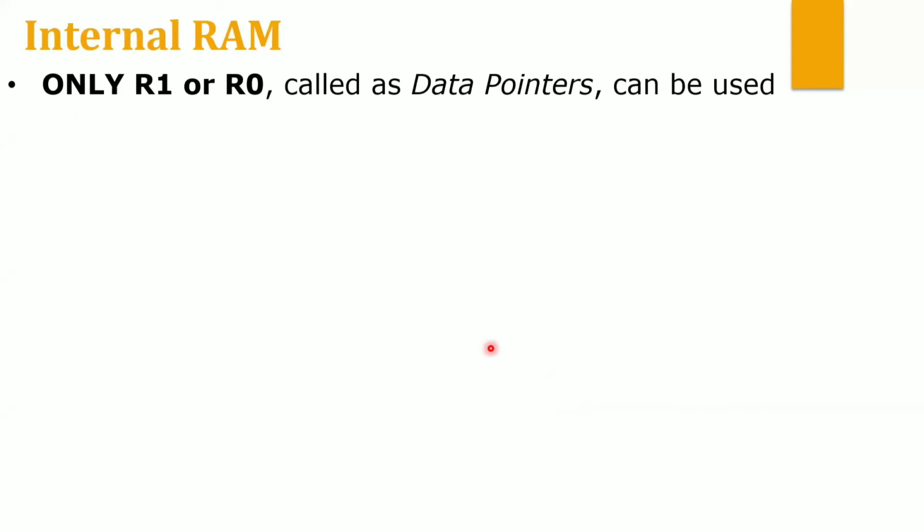Okay. Now let's start with the internal RAM. First we will start with the internal RAM. Now, what is the size of the internal RAM addresses? 8-bit. That means I can use 8-bit registers. So what are the different registers available? R0 and R1. So we are not using the A register or B register. We are using only R1 or R0 as data pointers to access the internal RAM locations.